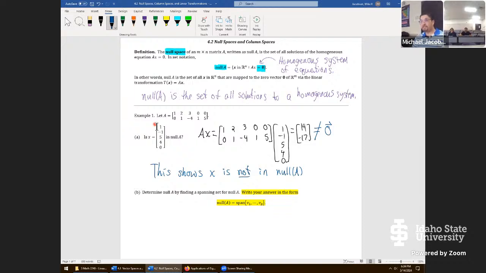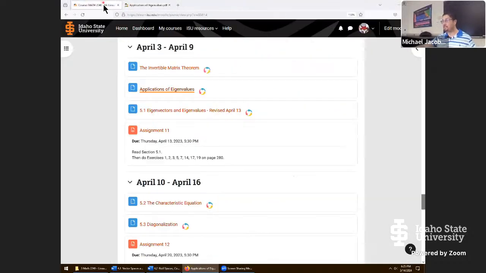Okay. And speaking of stuff that we've done before, we've actually done this problem before as well. It says, write your answer in the form null A equals span of this. We're going to determine the null space by finding a spanning set. That seems vague, right? It doesn't seem like we've actually done that, but we really actually have. Let's take a look just to get a feel for it.